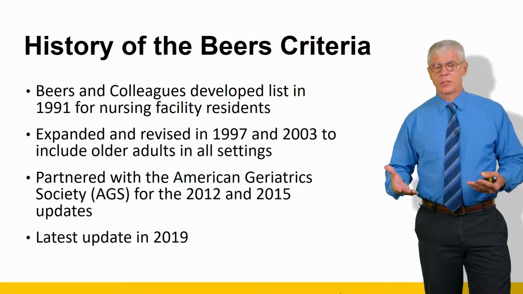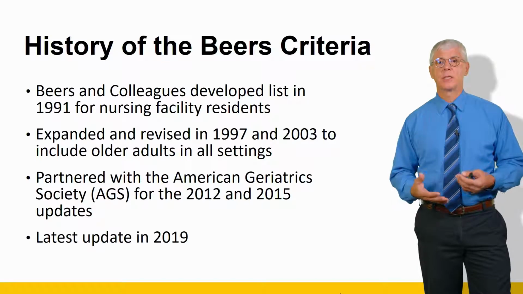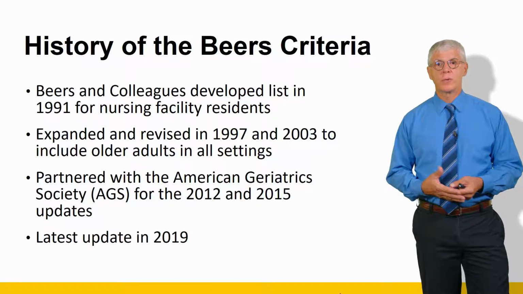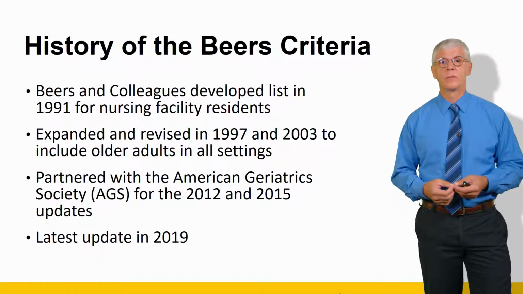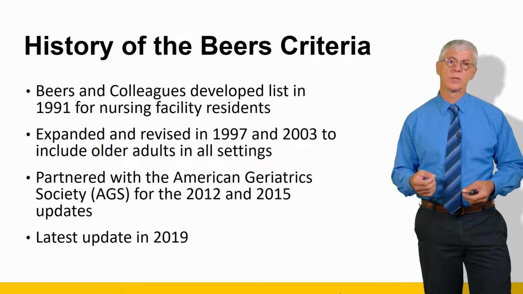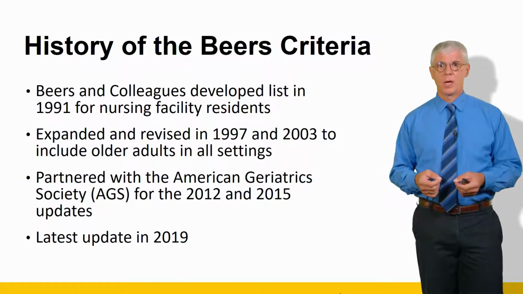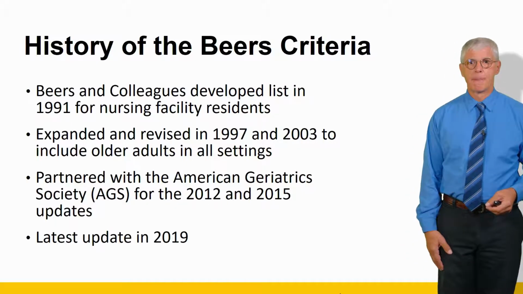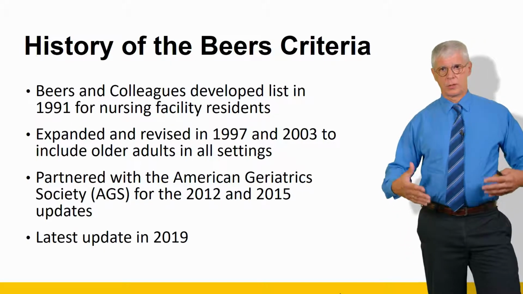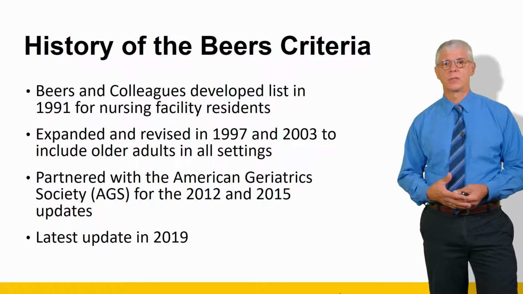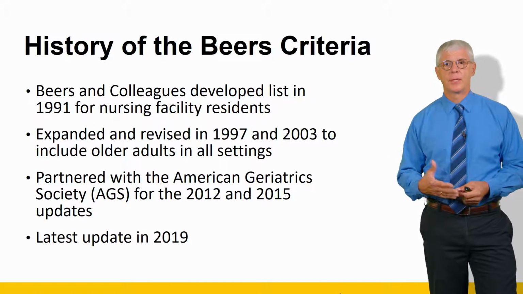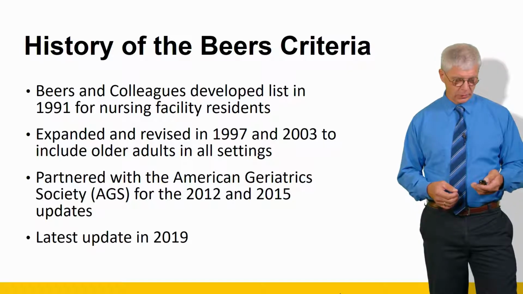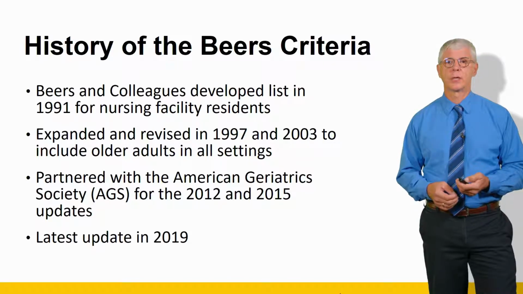Over the last 3 decades, it has been expanded and updated. Most recently in 2012 and 2015 and now the 2019 updates, the Beers criteria have partnered with the American Geriatric Society, and they have kind of taken on the management of this very important tool. And as I mentioned earlier, the latest update was in 2019, which we're going to talk about today.